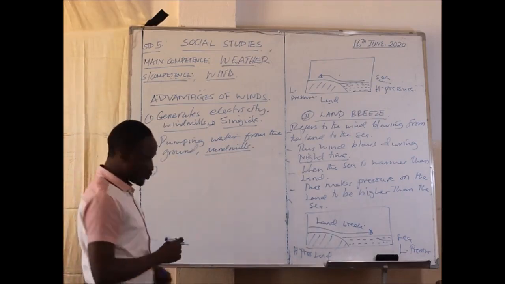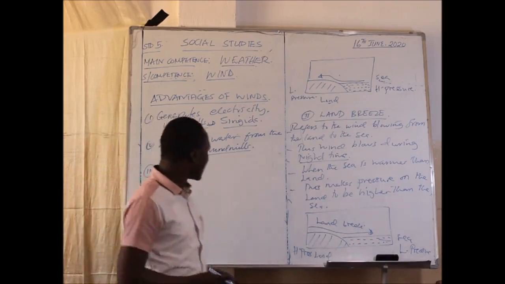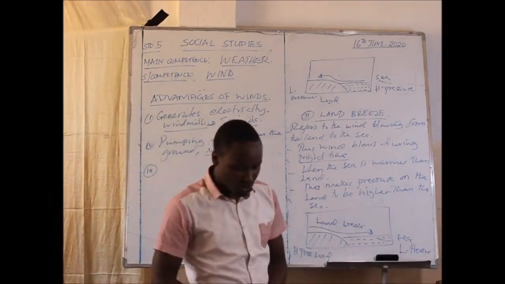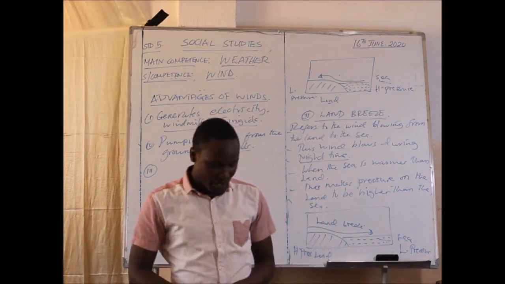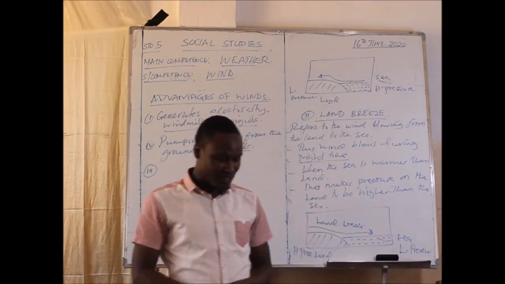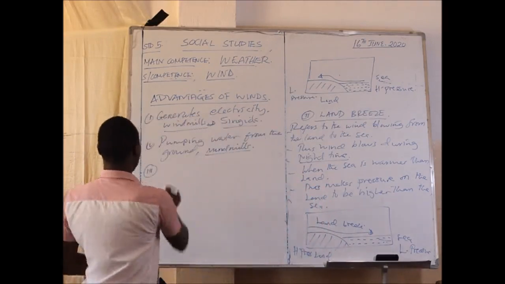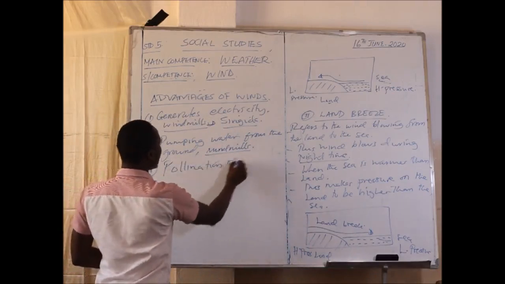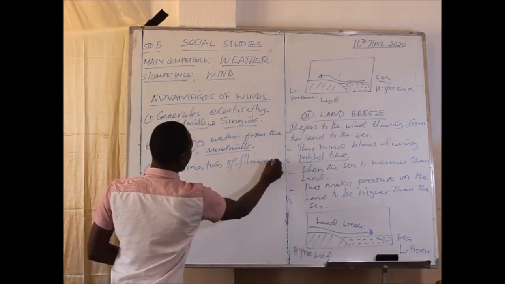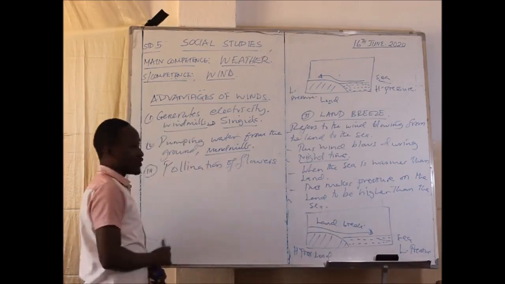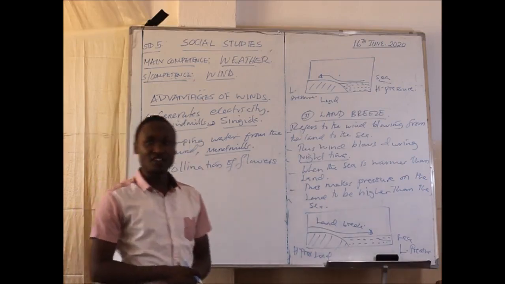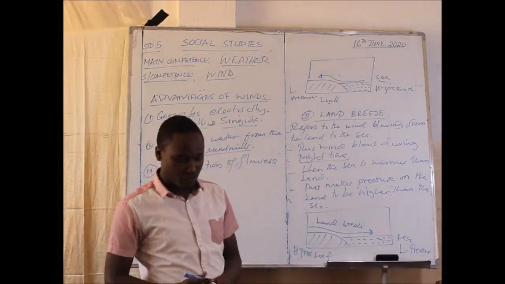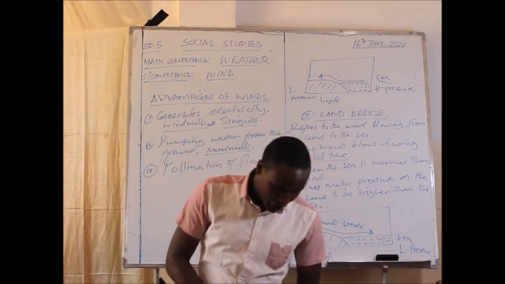So winds are also used to pump water through the use of windmills, pumping water from the ground. But we have another importance: winds are used for pollination of flowers. So wind acts as an agent of pollination.